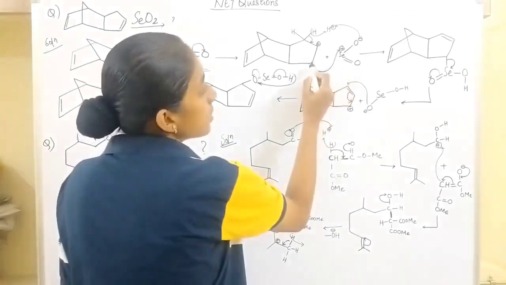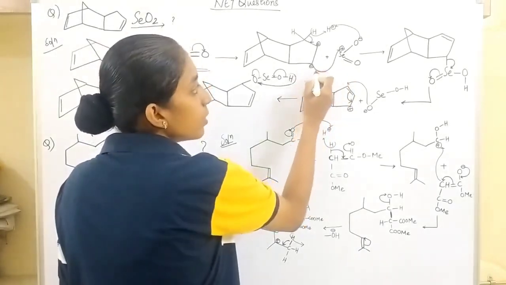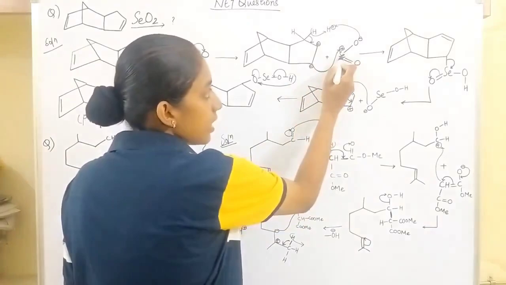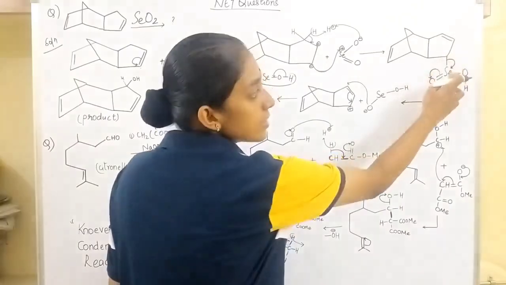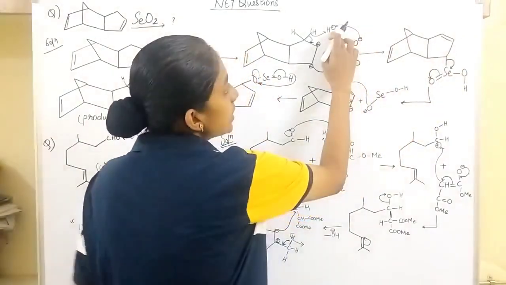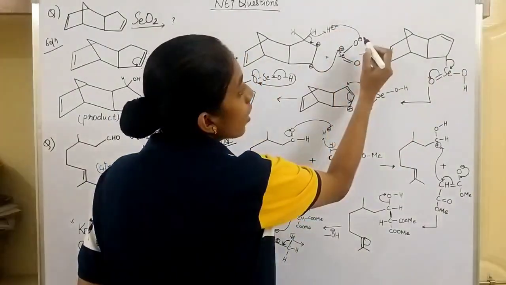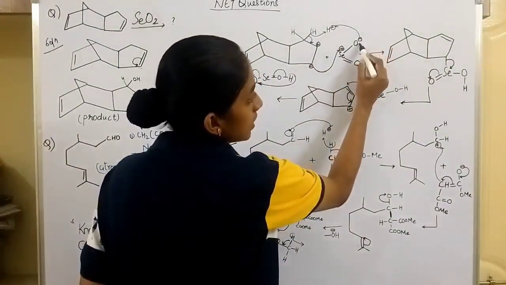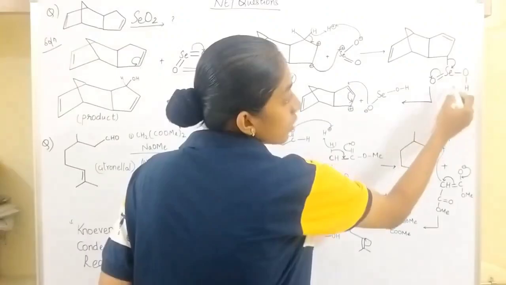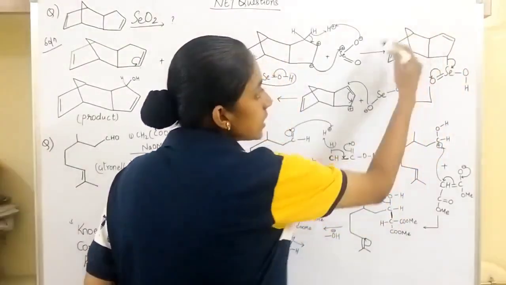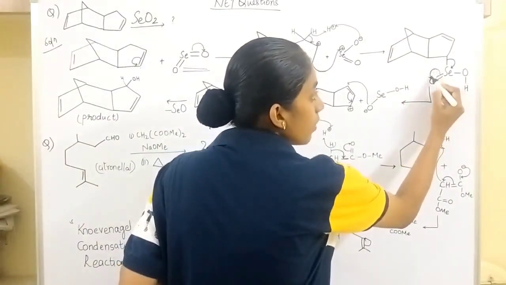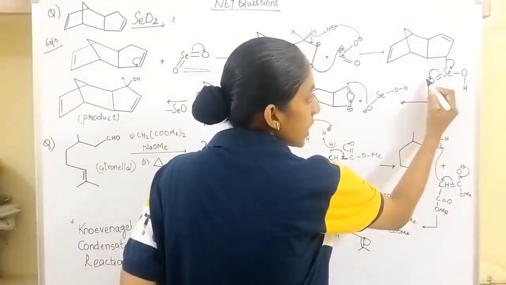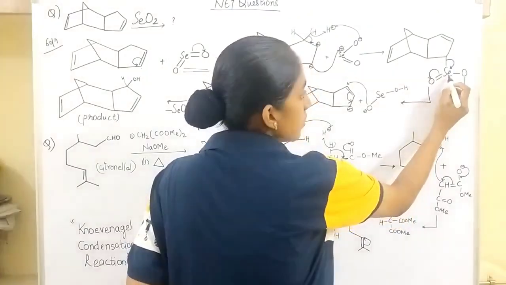Now, this negatively charged carbon will form a bond with the positively charged selenium and will give us a structure like this. A bond is formed between carbon and selenium. Now this released H plus will form a bond with this negatively charged oxygen and will give us an alcoholic group here. Now in this structure, the doubly bonded oxygen will take one of the bonds from selenium and will get a negative charge. Selenium will get a positive charge.